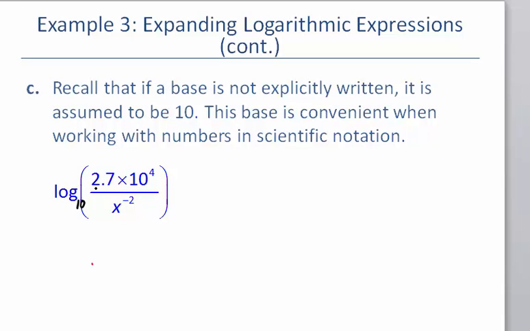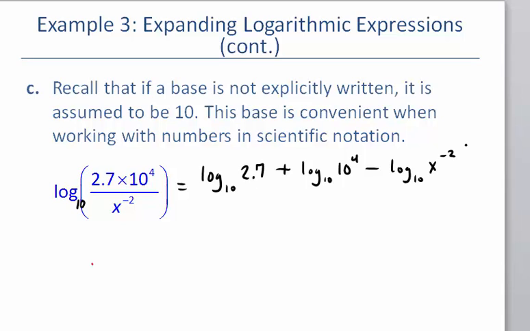So again, we've got this problem where on the top part you have two things that are multiplied together, and on the bottom part you have a division. And so we can use the first and second properties to expand this thing out, and I'm going to do that first. So I have log base 10 of 2.7, and we have plus, because it's a multiplication, log base 10 of 10 to the 4th. And then we have minus, because of the fraction, log base 10 of x to the negative 2.